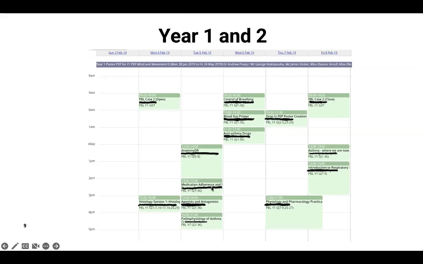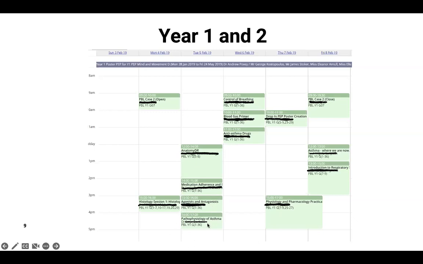And then medication adherence, so that's looking at drug compliance by patients. Agonists and antagonists, so that's a pharmacology lecture. So agonists and antagonists are different types of drugs. So they're basically teaching you the basic pharmacology aspects of that. And then pathophysiology of asthma.